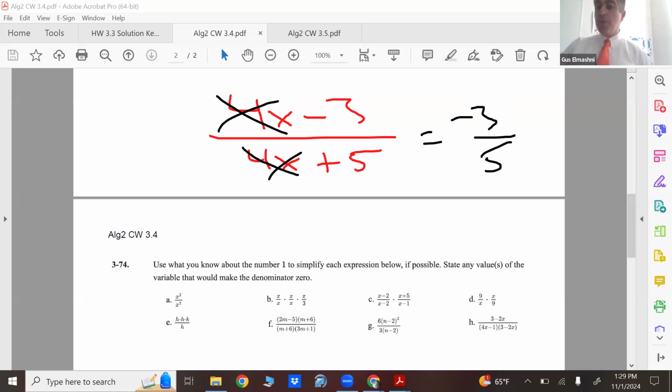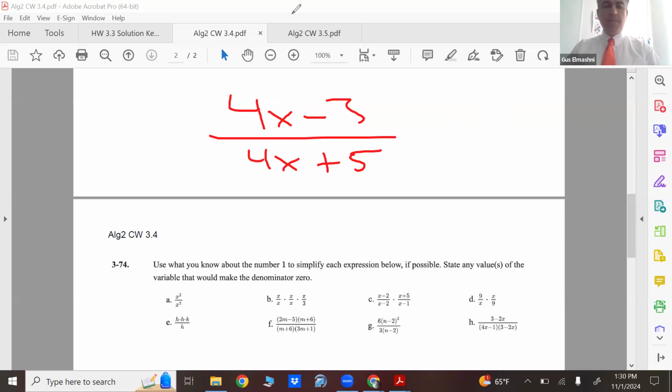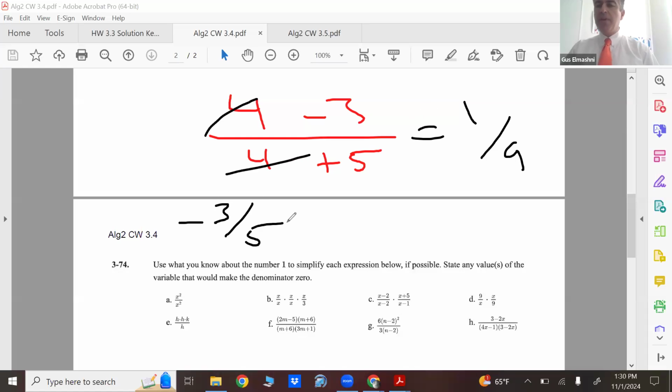What's the opposite of division? Multiplication. If 4x is being multiplied by 3 and multiplied by 5, yes, you can do that. Because, for example, what if I have 4 minus 3? Let me get rid of the x's. What would that be, guys? Yeah, 1/9. But if you cross off those 4s, what's going to happen then? You get -3/5. Clearly, one of these two is wrong.